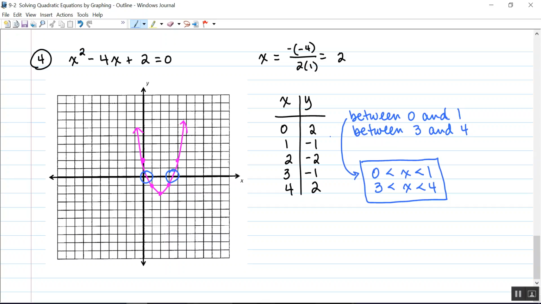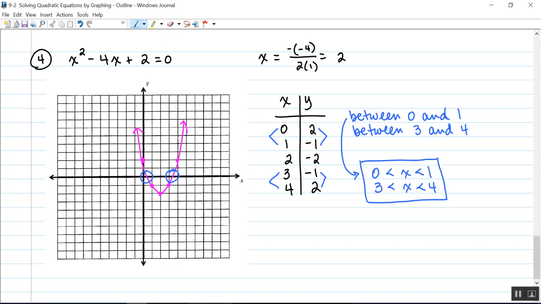Now let's take a look at the table here and see what's going on. So before we were looking for what was the x when y was 0. Well, I don't see any zeros here, but I do see that between these two numbers, between +2 and -1, on the number line there is a 0. So that means that my solution is going to be between x equals 0 and x equals 1. Also down here between -1 and 2, there's a 0 in between there. So my other solution is going to be between 3 and 4.